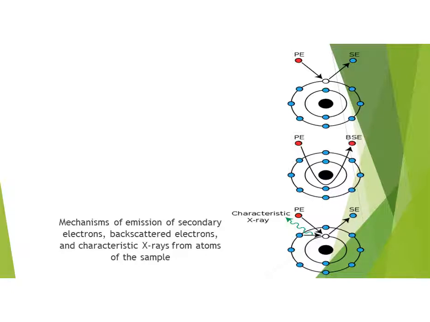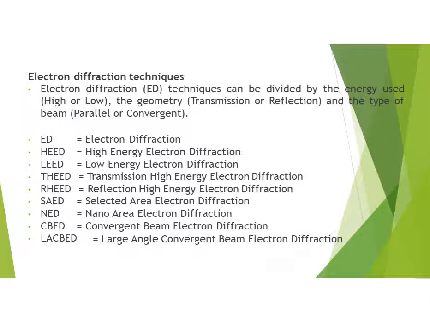Afterwards, the third diagram shows that when the primary electron removes the secondary electron, an electron from the outer shell comes in at the place of the secondary electron, and the energy emitted by this electron is released in the form of characteristic X-rays. Let us discuss the different electron diffraction techniques.